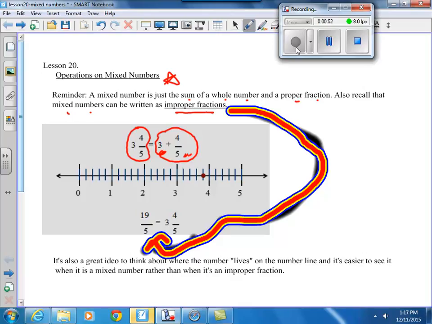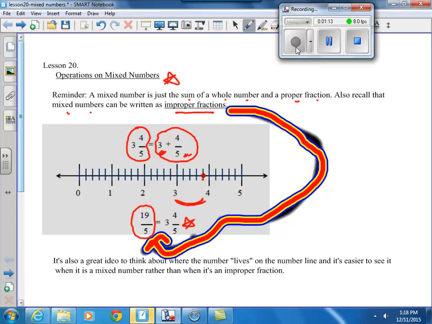Another reminder: if you have an improper fraction, such as 19/5, it's nice to view it as 3 4/5 so that you know where it lives on the number line. So you know it lives somewhere in between 3 and 4, right? So locating it here on the number line is very useful.